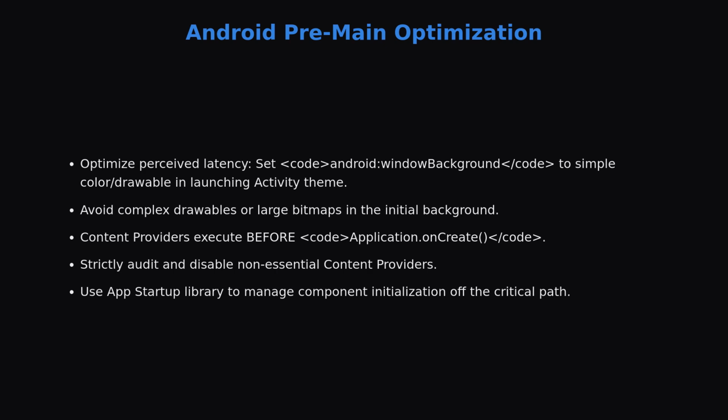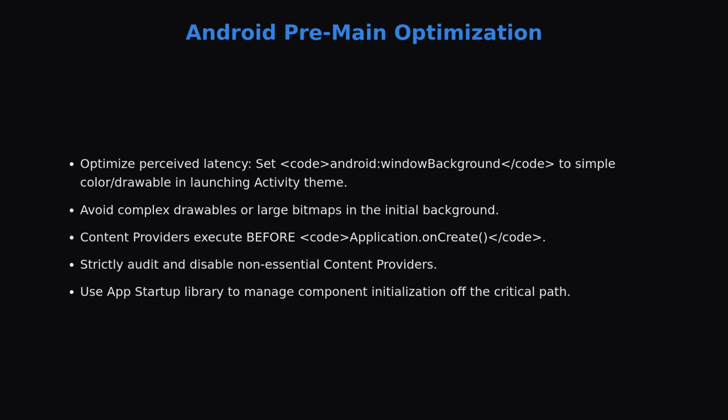Optimize the initial window background to minimize perceived latency before the first activity layout is drawn. Implement a custom theme that sets the android:windowBackground attribute to a simple drawable or a solid color matching the splash screen design. This theme must be applied directly to the launching activity within the AndroidManifest.xml file. Strictly avoid using complex drawables or large bitmaps in the initial window background, as these significantly increase inflation time.